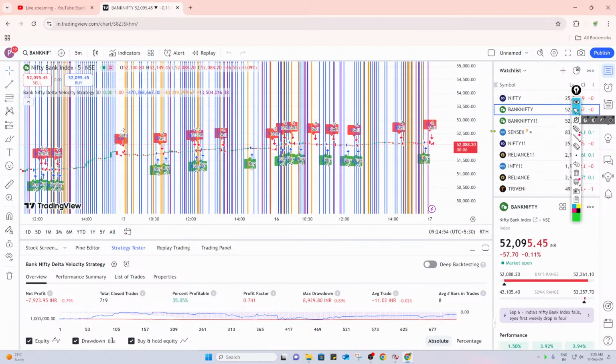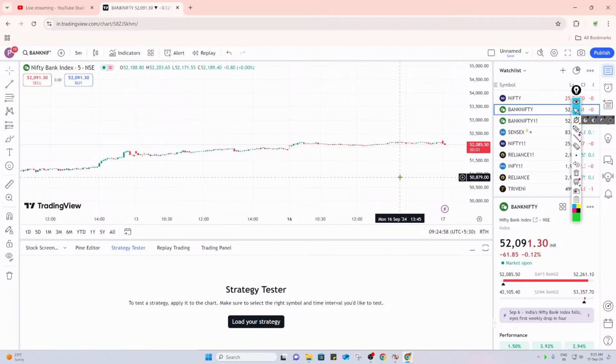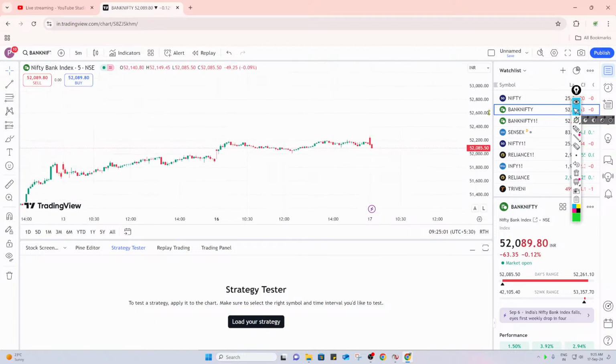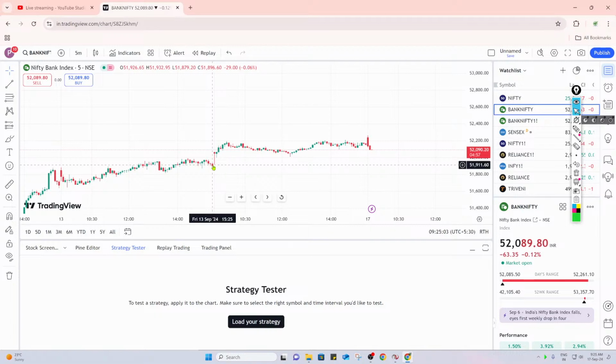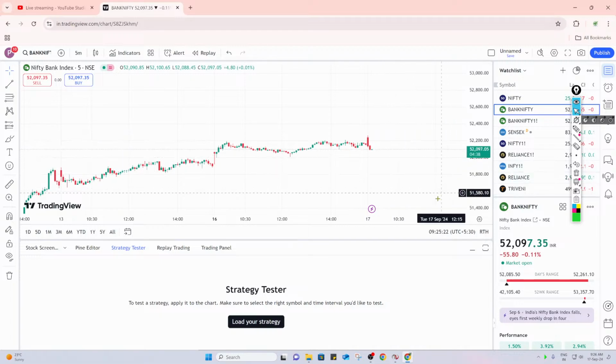I will add the 52,000 call here. If it breaks this green line, 52,099, the trend will reverse for the upside. So it should not go below this line.